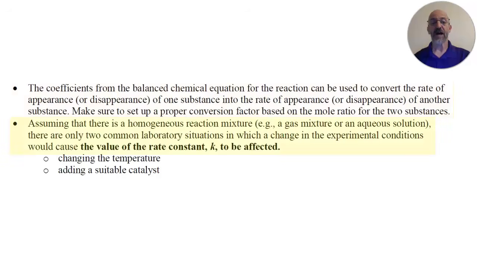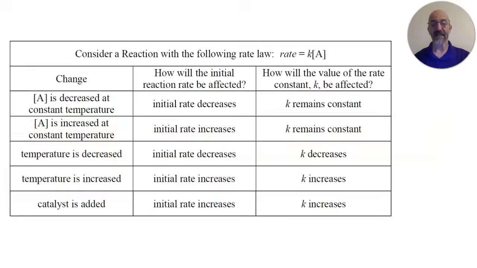Assuming that there is a homogeneous reaction mixture, for example, a gas mixture or an aqueous solution, there are only two common laboratory situations in which a change in the experimental conditions would cause the value of the rate constant K to be affected. So when could the rate constant K be affected? A change in temperature or the presence of a catalyst.